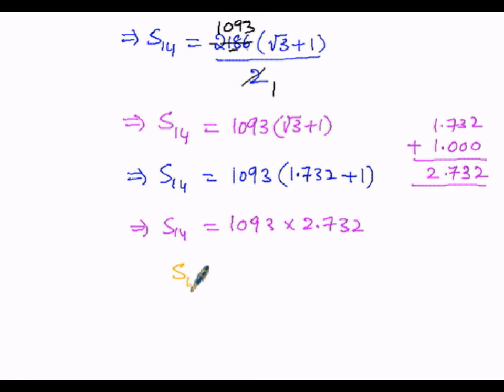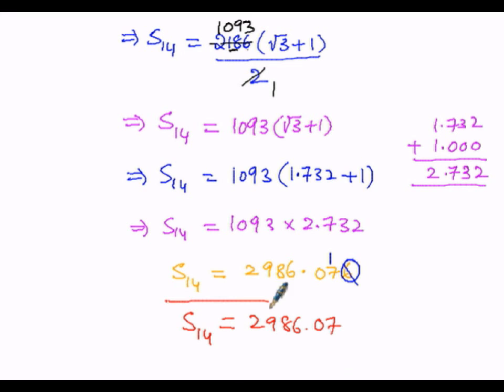2986.076. Here we can correct it to 2 places of decimals. The third place is 6, that is greater than 4, so we strike it off and add 1 to the preceding digit. Therefore we get S of 14, the sum of 14 terms, equal to 2986.07. In this manner we got the sum of 14 terms of the geometric progression as 2986.07.